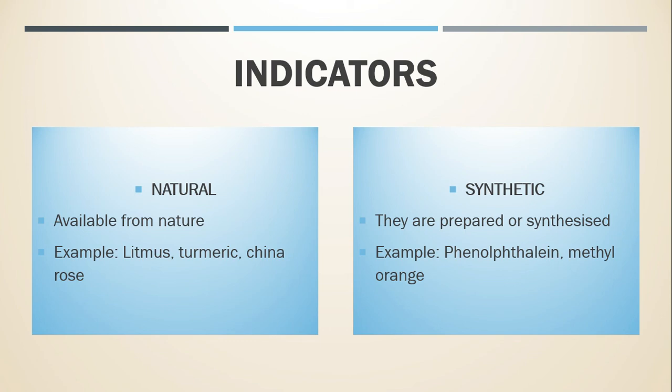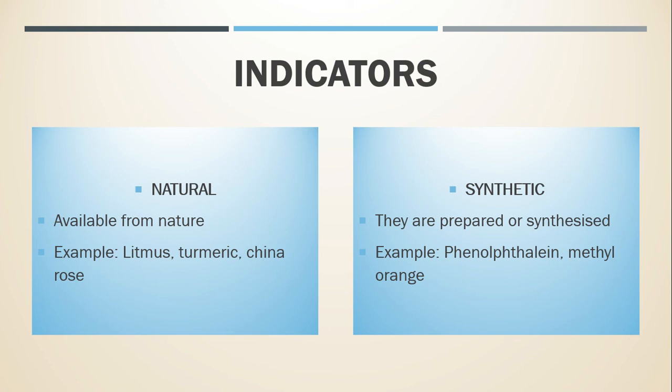Nature has acid, nature has base, and nature itself has given us a solution to indicate whether it is acid or base, by giving us what? Natural indicators. And what are they? Litmus, turmeric, and China rose.